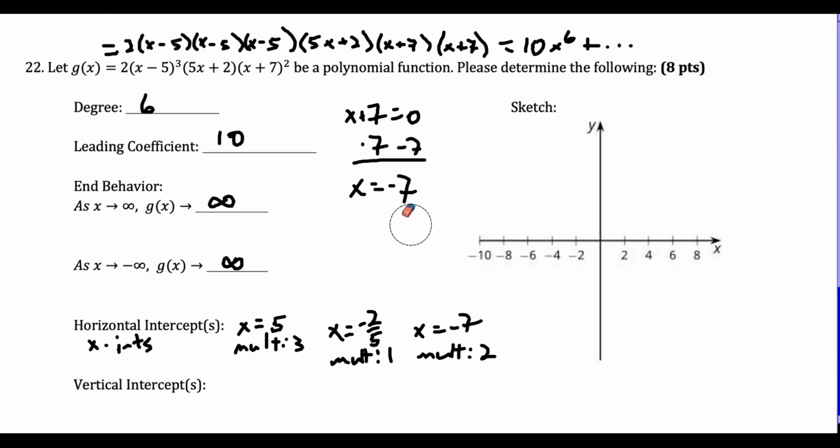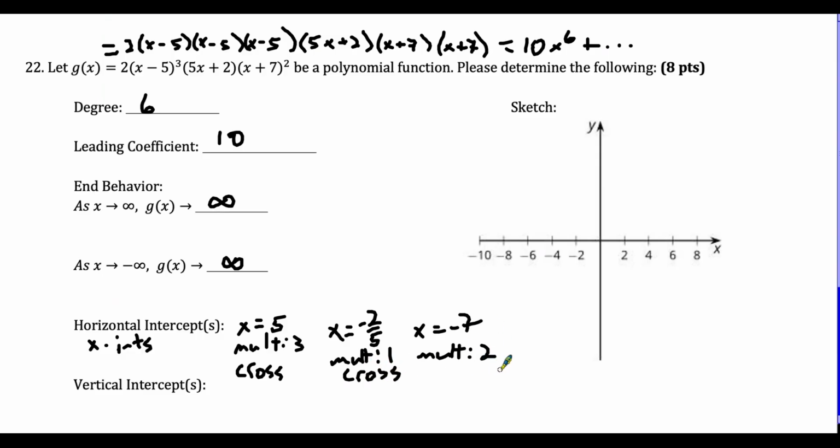Now, what these multiplicities tell us, if I have an odd multiplicity, so these first two, a multiplicity of 3 and a multiplicity of 1, that tells me my graph will cross the x-axis at both of those values. This one, for an even multiplicity, my graph will bounce off the x-axis at that value, or at that x-intercept.